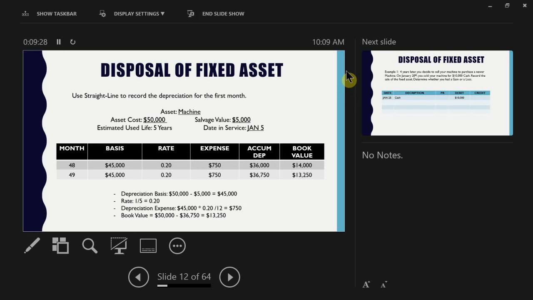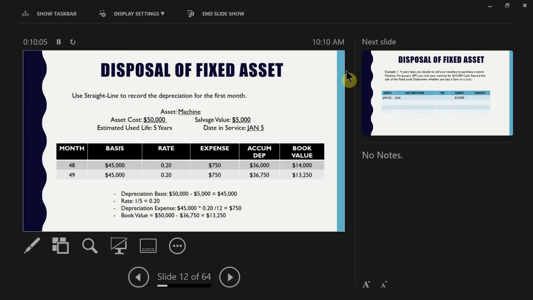I'm going to calculate how much I'm currently at. So right now I'm at $36,750 worth of accumulated depreciation. And what I have as my book value is $13,250. So that is my potential book value. We're going to talk about the difference between book value and fair market value later on towards the end of this.